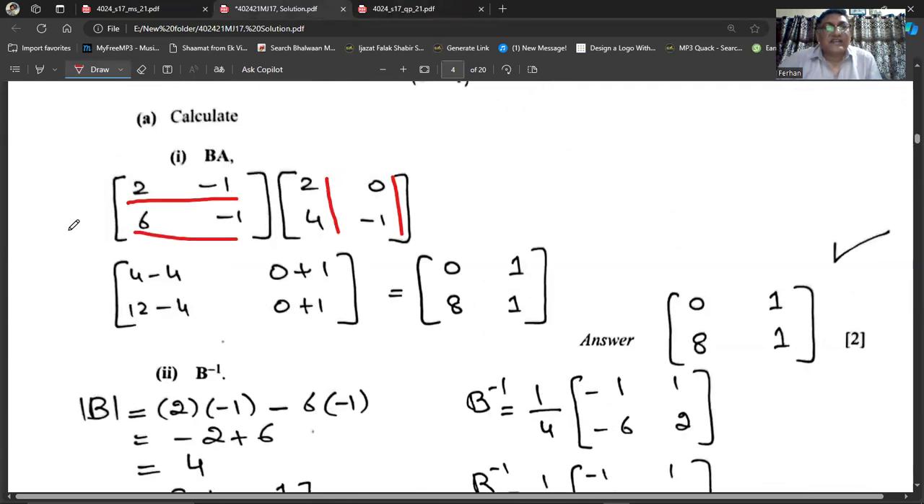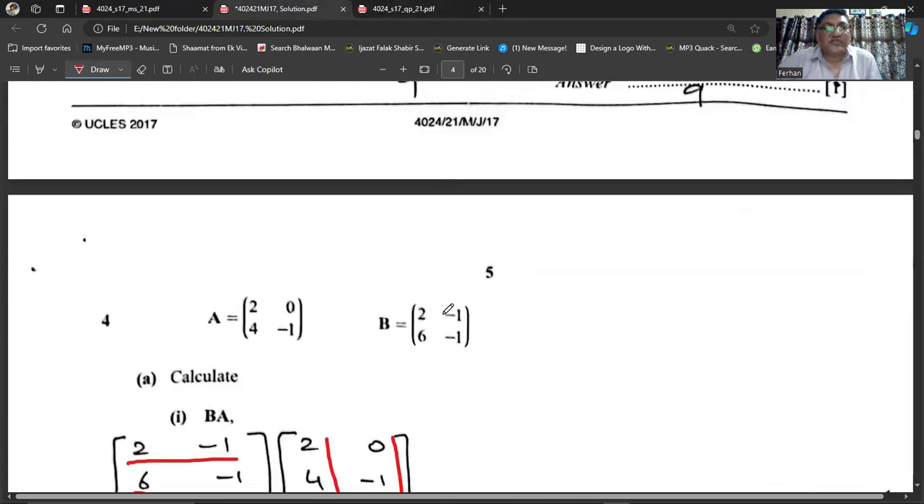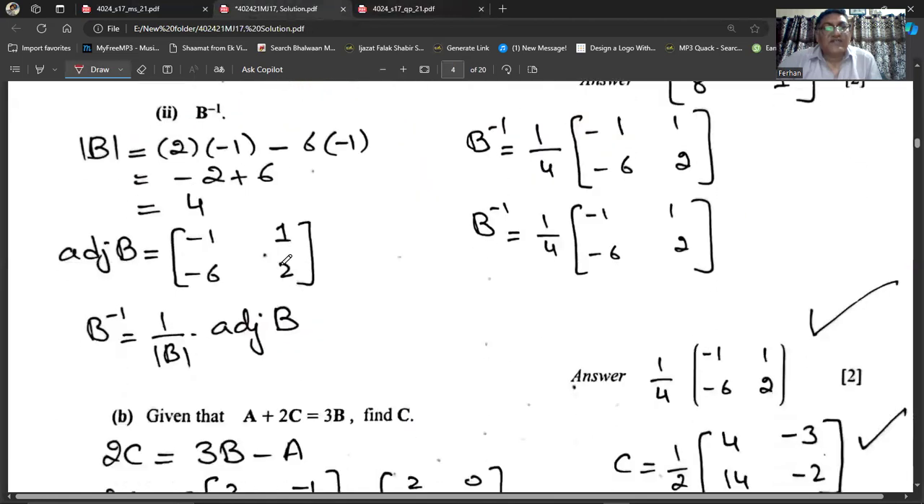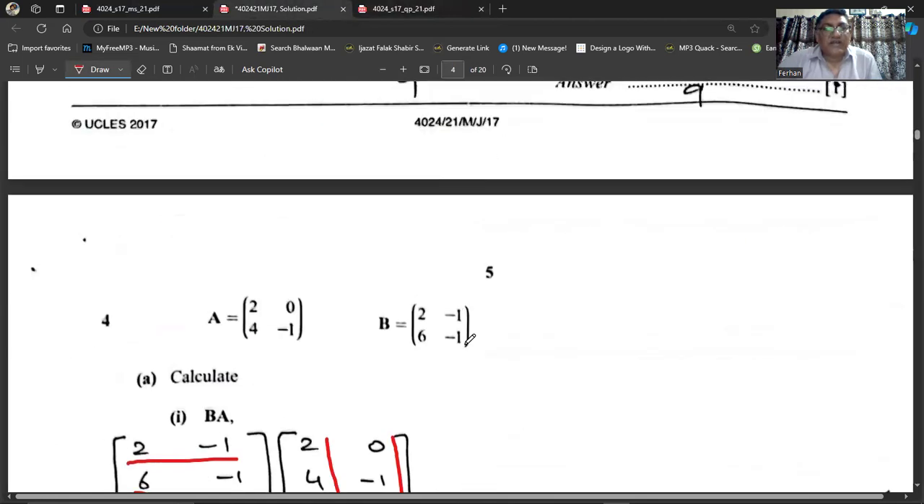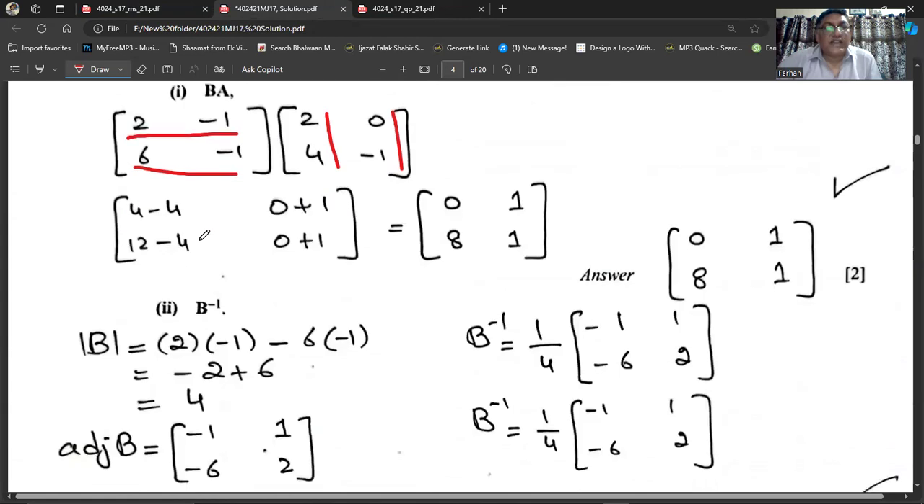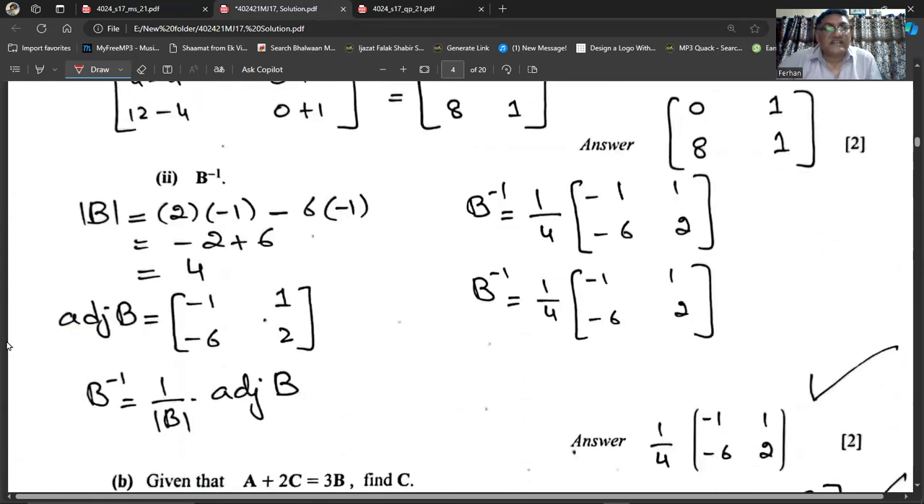First of all, I will take this matrix B, and I will find out this will multiply with this, then this will multiply with this. You put negative between them. So this is how you find the determinant. So 2 multiply minus 1, minus 6 multiply with minus 1. So minus 2 plus 6, and the determinant will be 4.